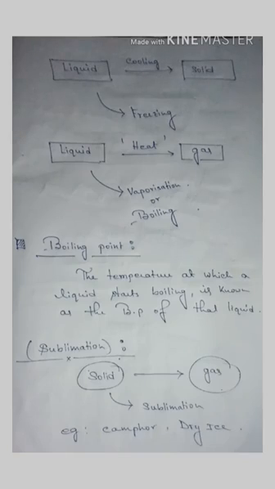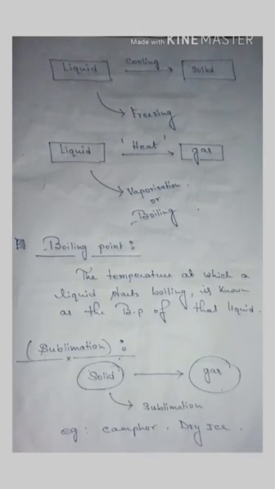Now let us learn about sublimation, which is very important. We know the example of naphthalene. We know naphthalene balls disappear after some time. Why? Because the naphthalene balls are solids. They evaporate or sublime into gases.